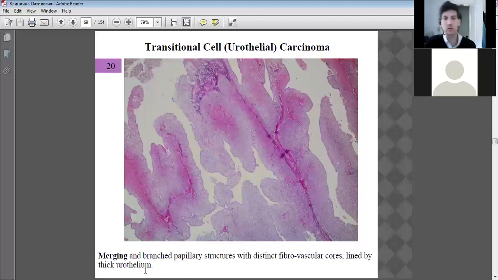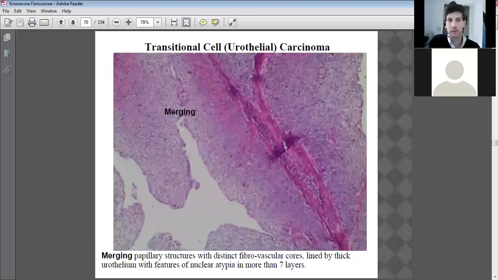Lined by a thick urothelium. The urothelial tissue is more this thick band of tissue surrounding the fibers. It's dividing, but in an abnormal way, if you like, and this helps the tumor invade normal healthy tissue. Okay.